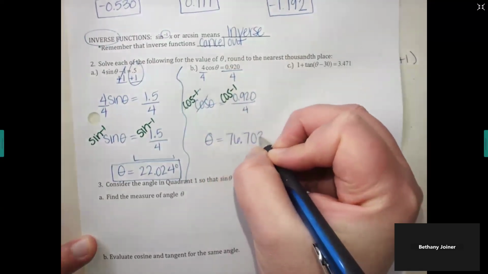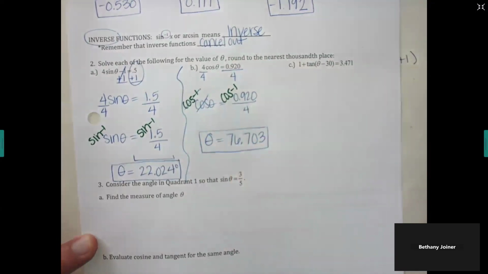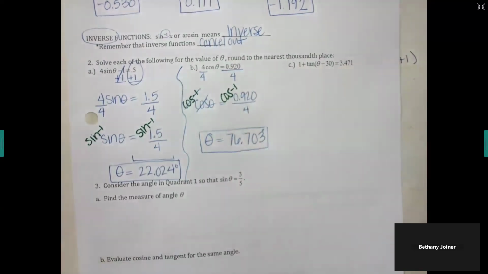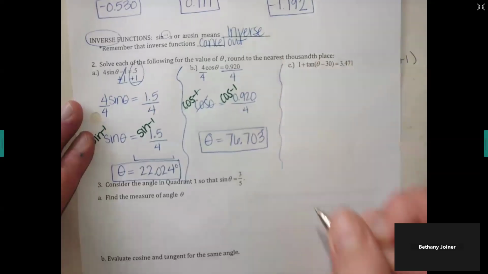And then the 2's get rounded up to a 3, because after the 702, it's followed by a 9. Very good. Now if you're not remembering from last time, theta is a measure for an angle. So that's why I'm putting this little circle after, to show that these answers are in degrees. Okay, last one like that, take a look at letter C.